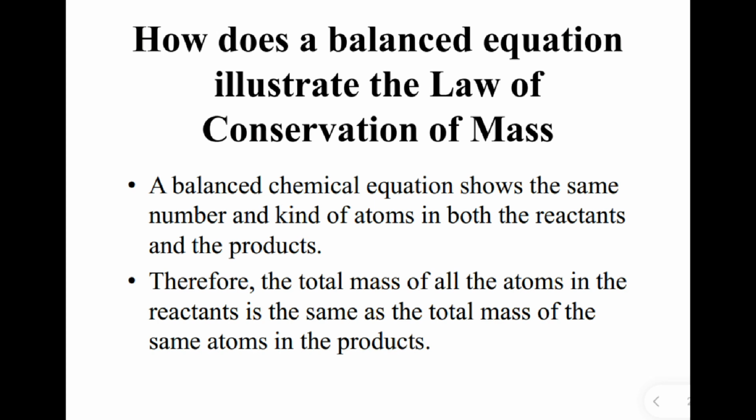So remember, the reason why we balance a chemical equation is so that the law of conservation of mass is obeyed. So a balanced chemical equation shows the same number and kind of atoms in both the reactants and products.